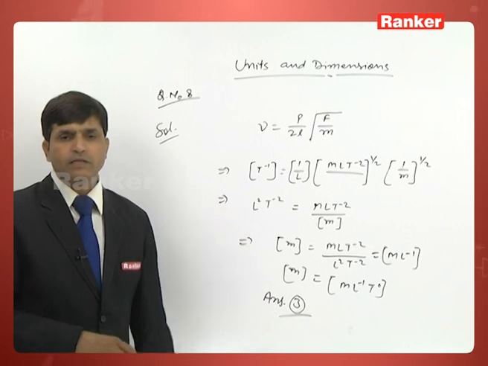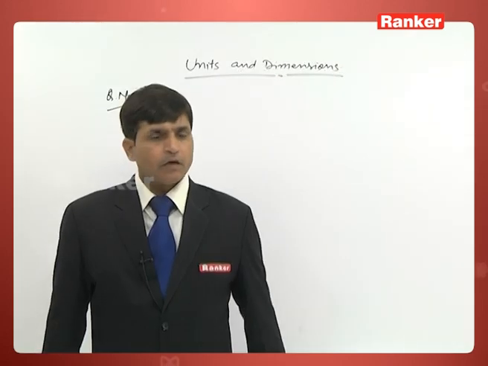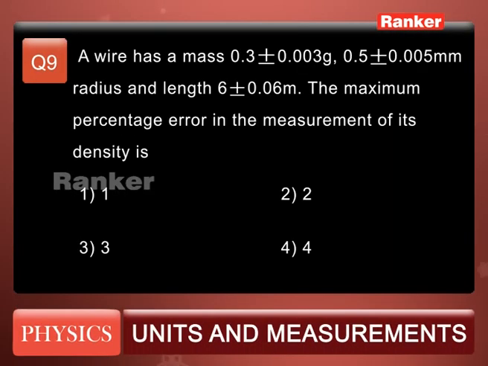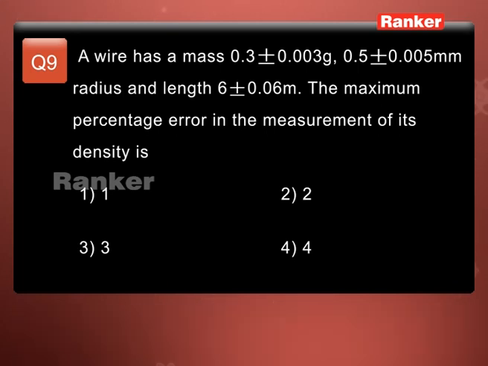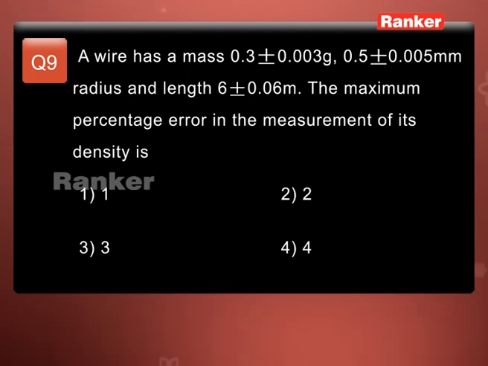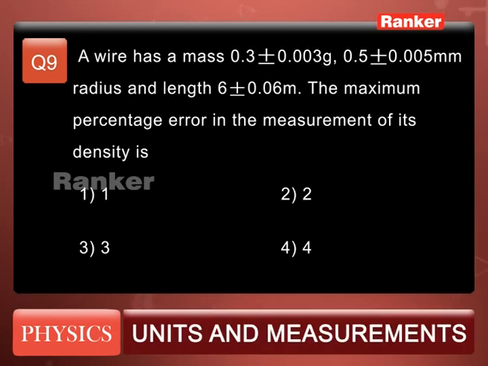Now come to the next question, question number 9. A wire has a mass 0.3 plus minus 0.003 gram, radius 0.5 plus minus 0.005 millimeter, and the length is 6 plus minus 0.06 meter. The maximum percentage error in the measurement of its density is: first option 1, second option 2, third option 3, and the fourth option 4.